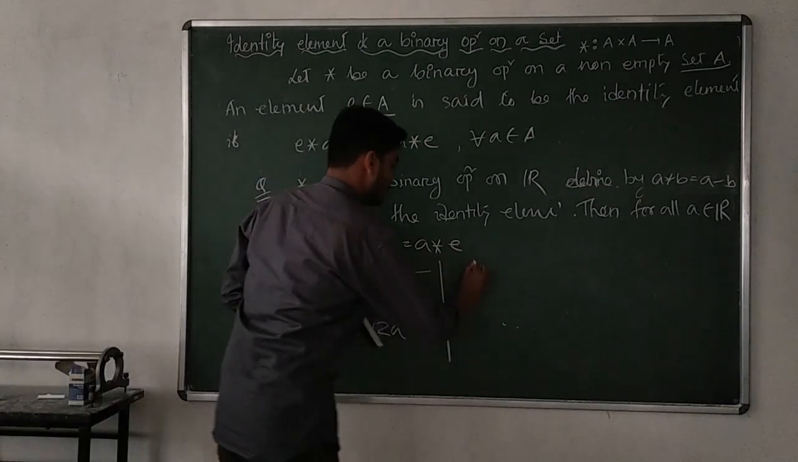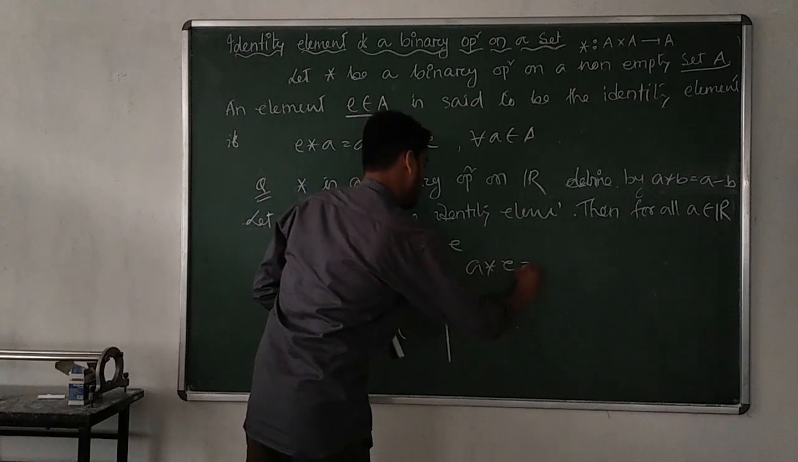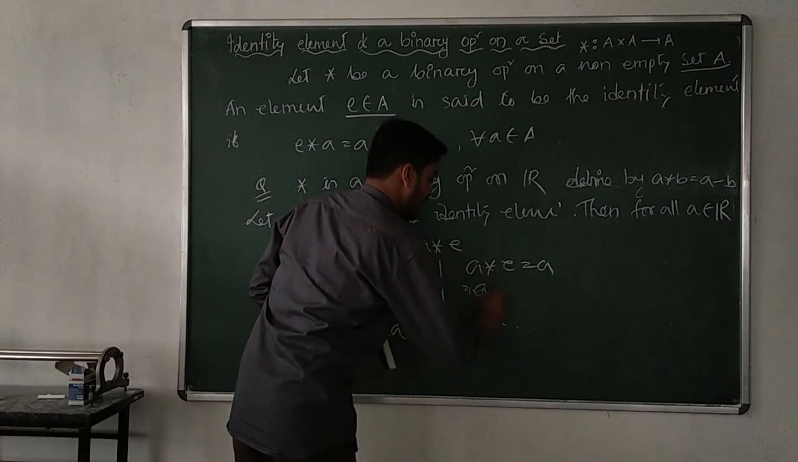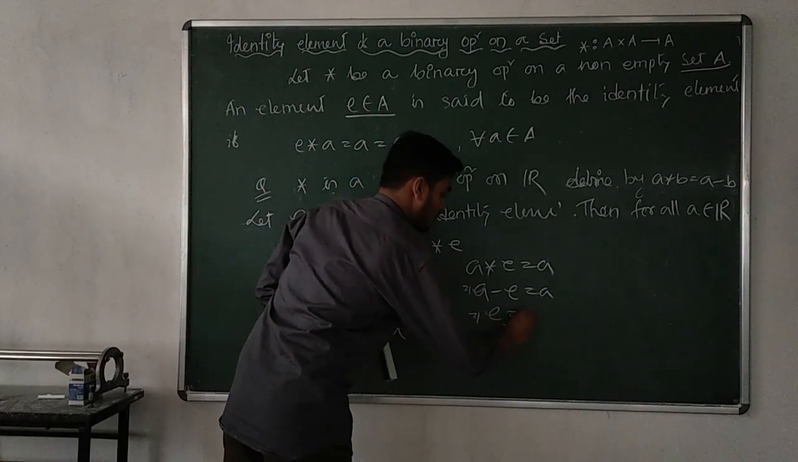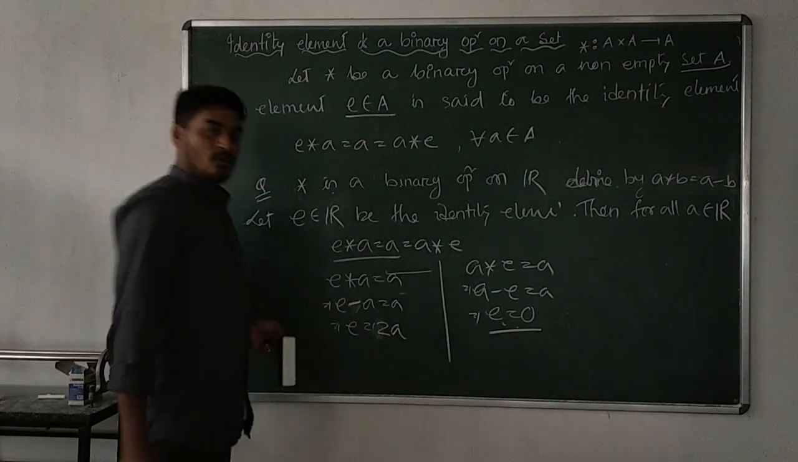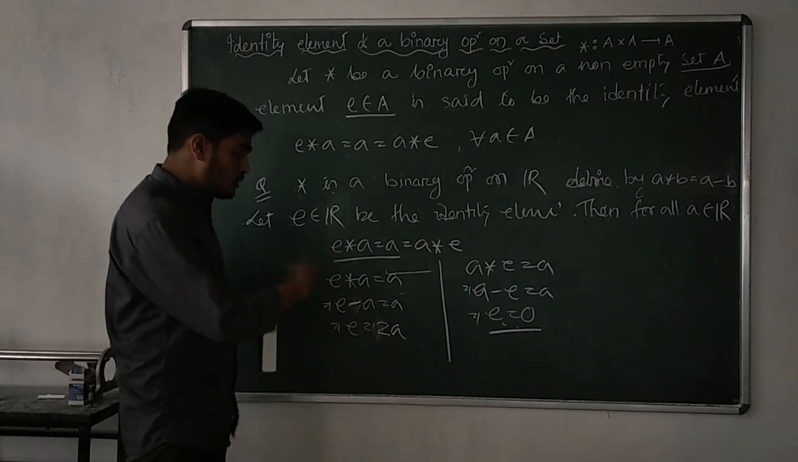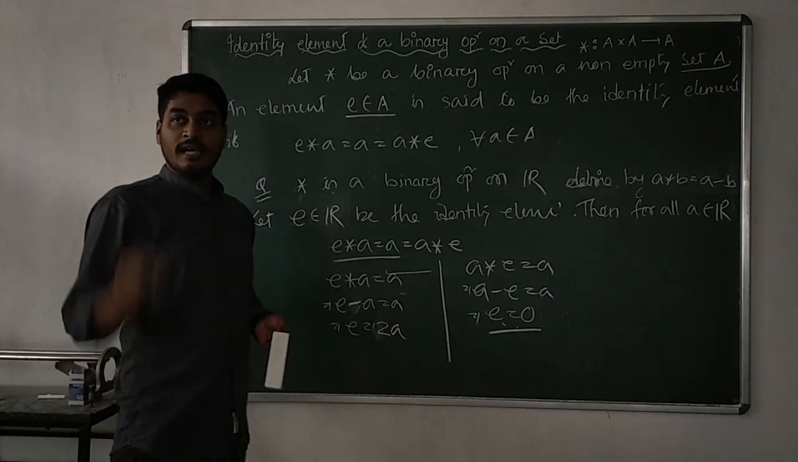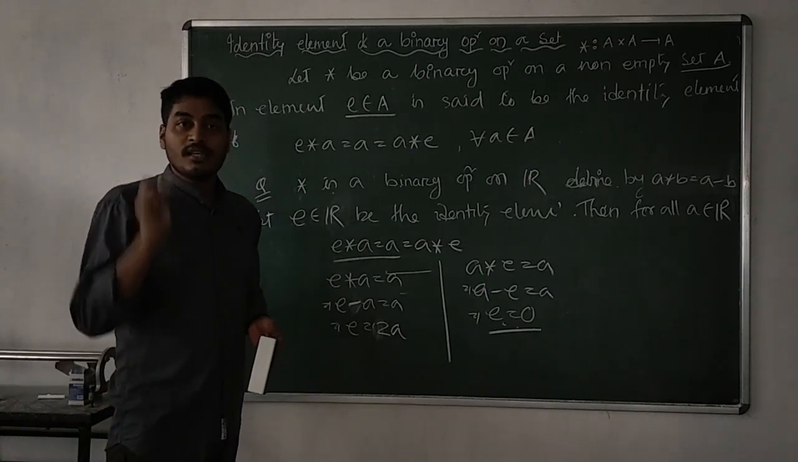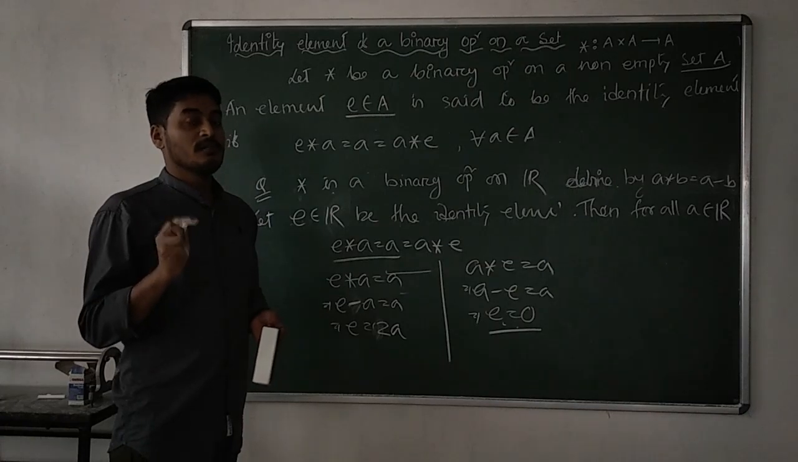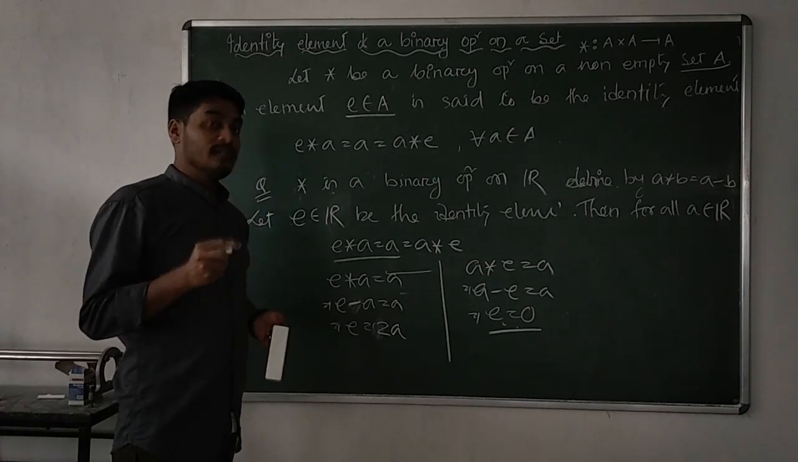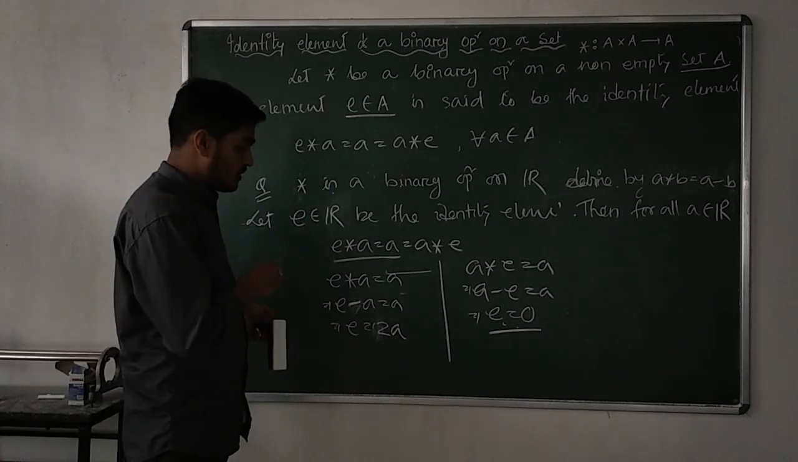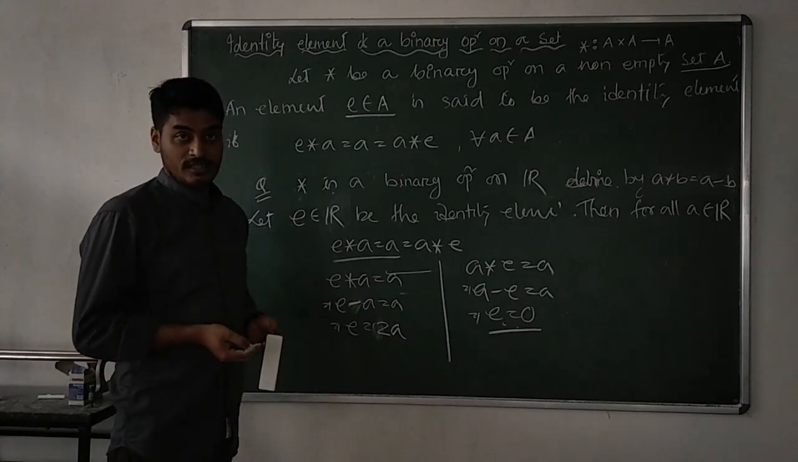Next, try to solve this one. a star e is equal to a. This implies a minus e is equal to a. This implies e equal to 0. What we have got? We have got two different values of e. Already I have told that the identity element is always unique. There should not exist more than one identity element for any binary operation. But here the identity element is not unique.